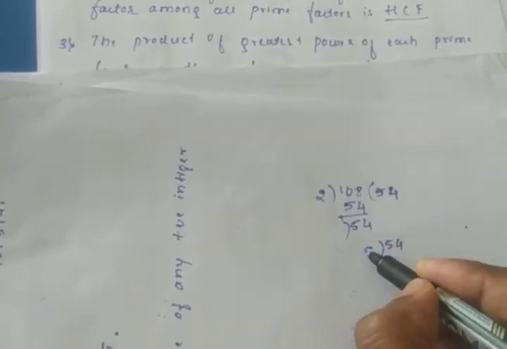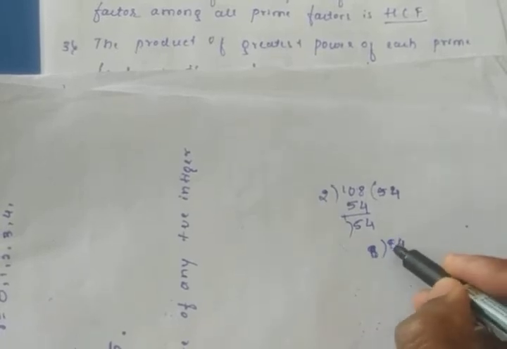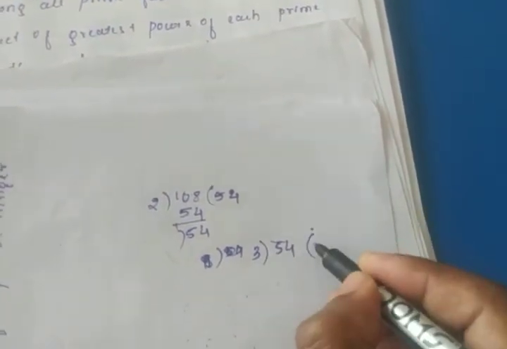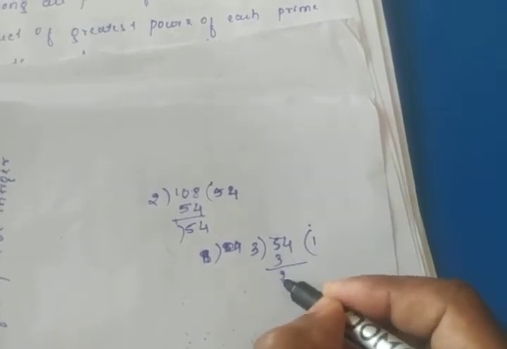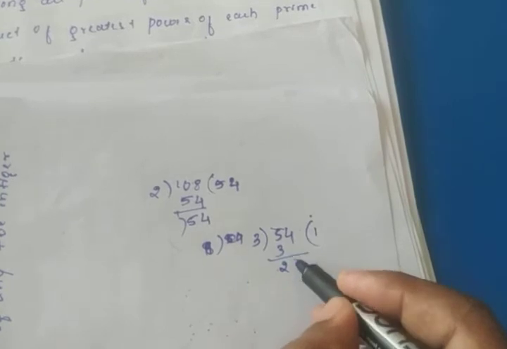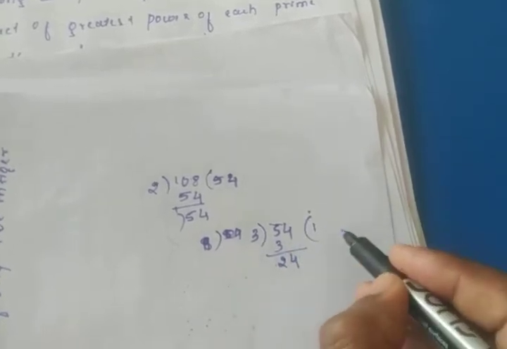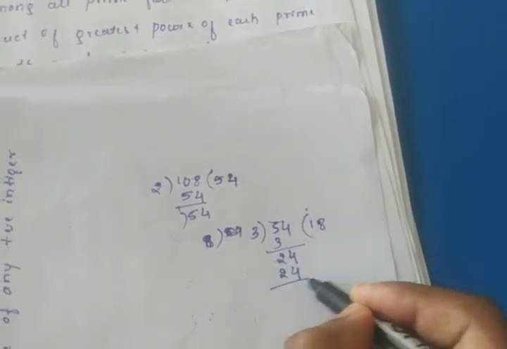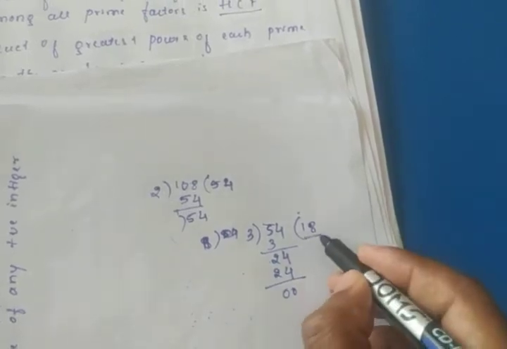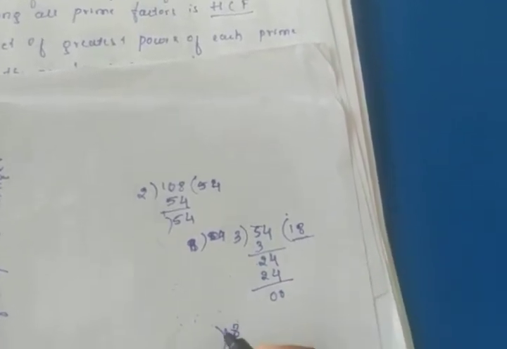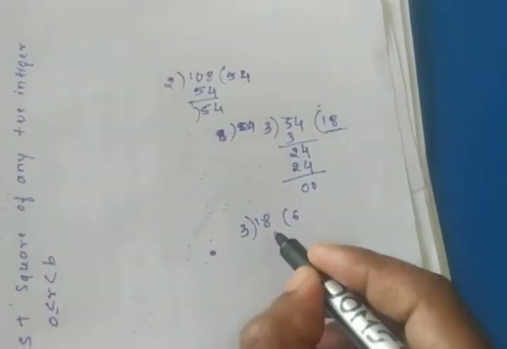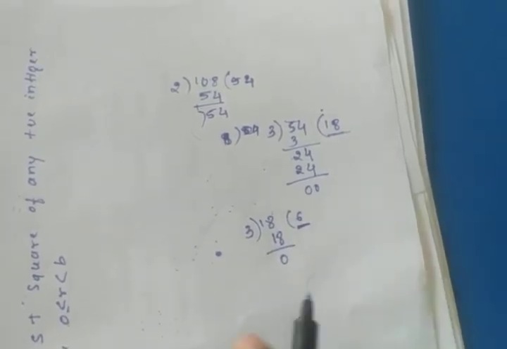54 is again divisible by 9? Sorry, 9 will not come because 9 is not prime. So again here 54 is divisible by, we have to use only prime numbers. 3 ones are 3, the remainder is 2. Again we carry forward the 4. 3 eights are 24. Again the remainder is 0, but here the quotient is 18. Again we have to take only prime numbers. That 18 is divisible by 3. 3 sixes are 18, that is 0. Again here the quotient is 6.